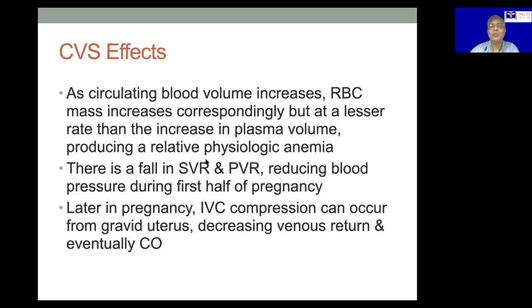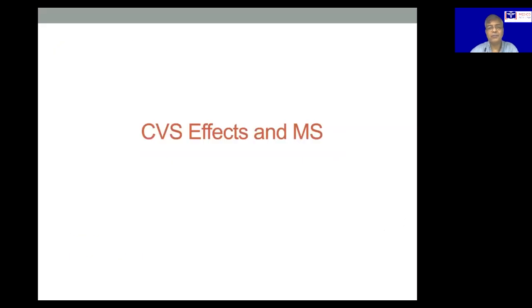This further contributes to a fall in the systemic vascular resistance and pulmonary vascular resistance, reducing the blood pressure in the first half of the pregnancy. Later on in pregnancy, the compression of the inferior vena cava can occur from the gravid uterus, which further decreases the venous return and eventually decreases the cardiac output further.